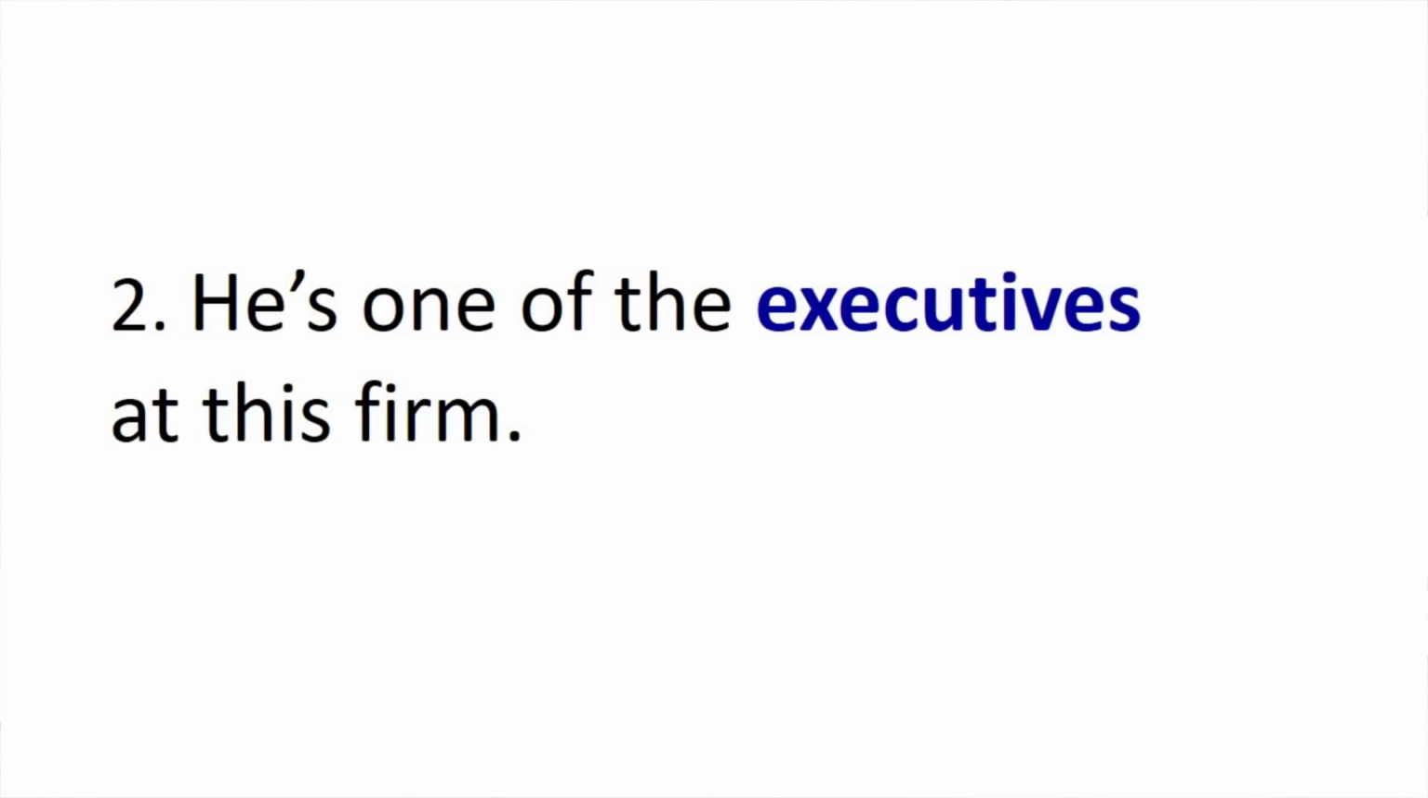Number 2. He's one of the executives at the firm. Same thing here. We don't say the executives, we say the executives. And remember to include that final S, because when we say one of, we always add the S to the noun. Listen again. He's one of the executives at the firm.